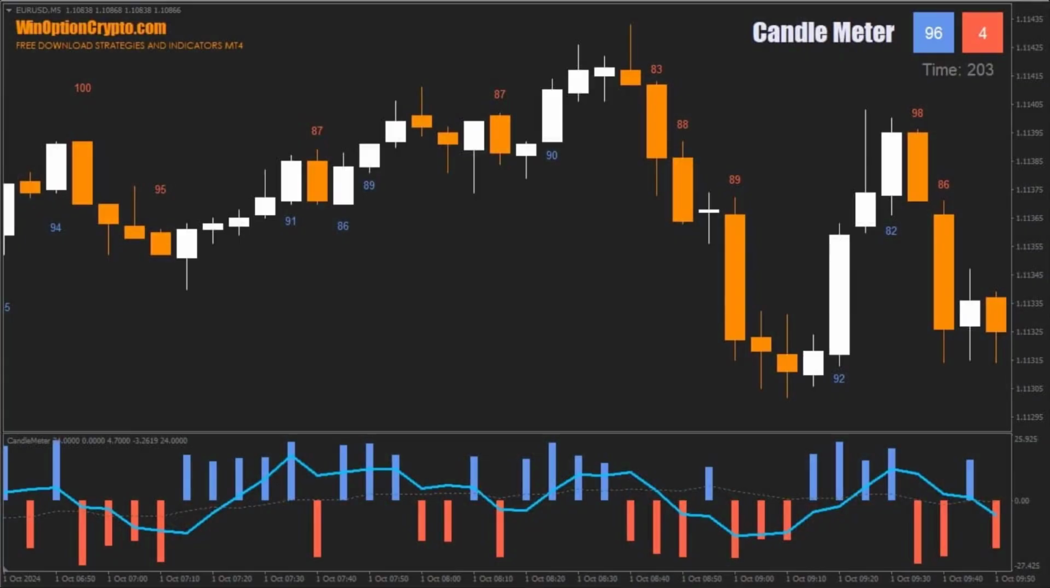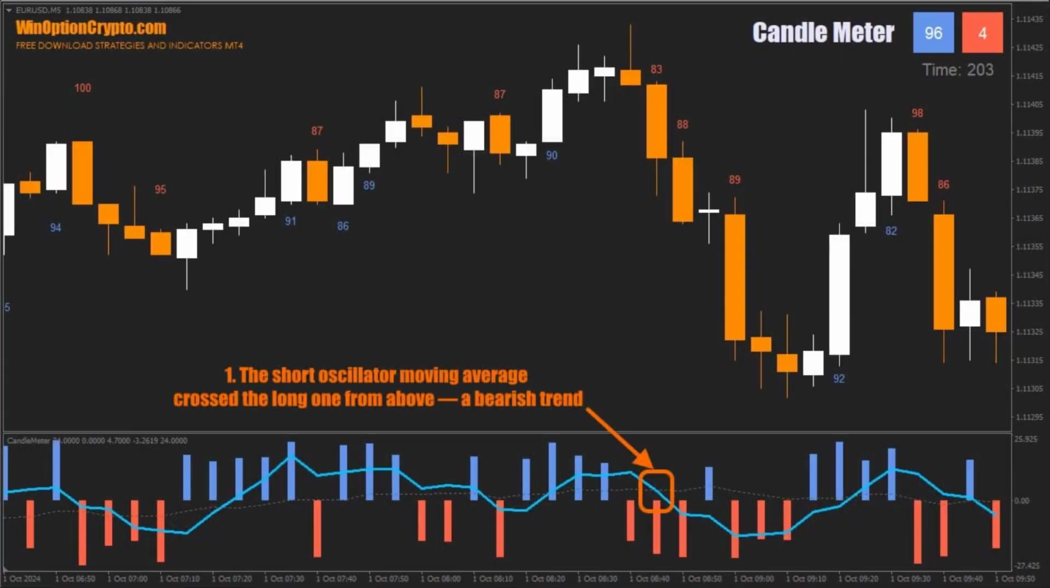To buy put options, you need to: 1. Make sure there is a bearish trend. The short moving average of the oscillator crosses the long one from top to bottom. 2. A figure greater than or equal to 80 appears above the last closed candle. 3. At the opening of a new candle, we buy a put option.